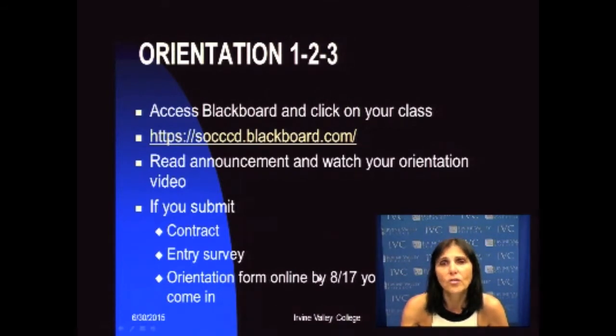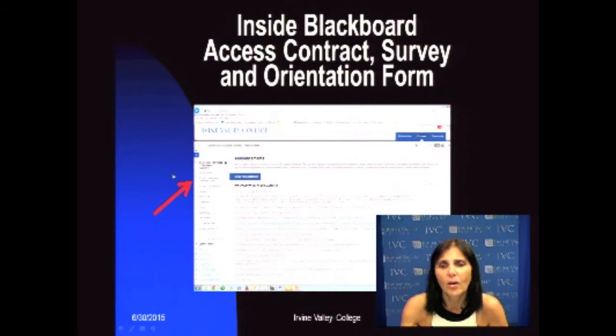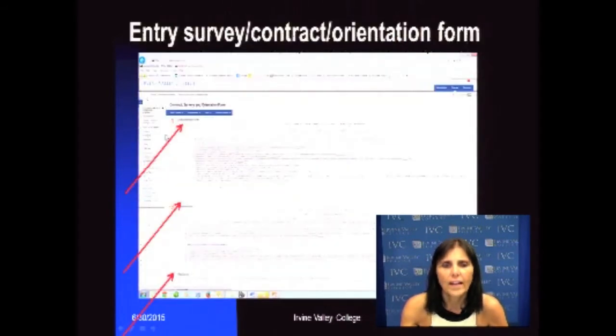I showed you how to get into Blackboard. I showed you where the link is from Blackboard. So, and here they are. Once you're in Blackboard, that red thing is pointing at where your links are. It's like the 3rd or 4th link. And then here's the contract and orientation form and survey. So you need to do those 3 things.